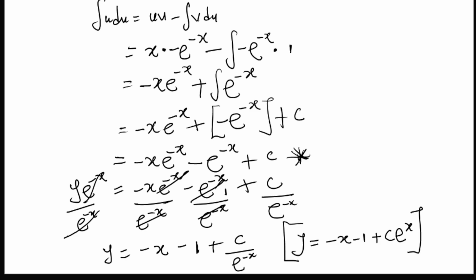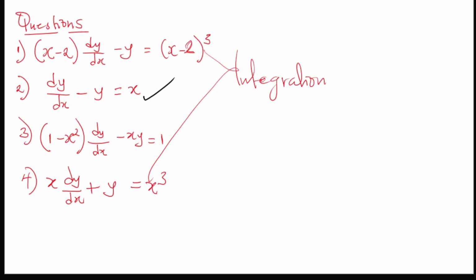Now let's take the next example there. What's the next example saying? The next example is 1 minus x square multiplied by dy over dx minus xy equal to 1. Remember, we are to solve this using the integrating factor method. Are we together? If you have questions, drop it on the comment section.